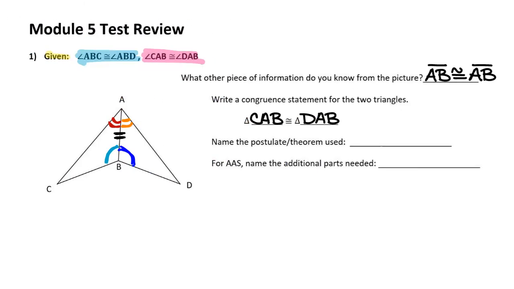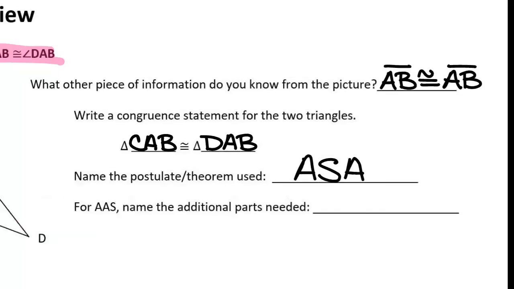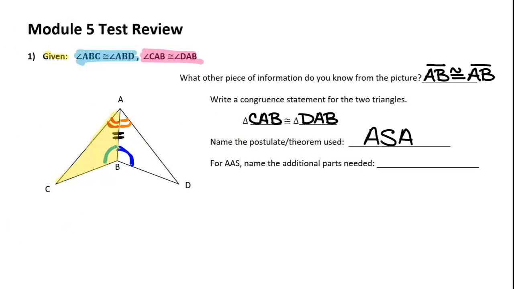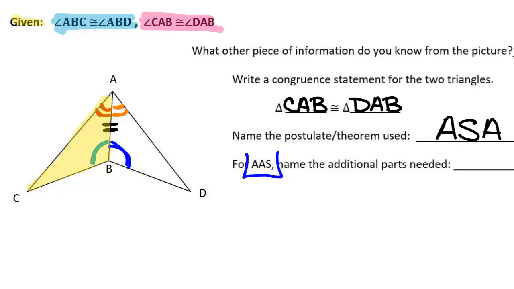Name the postulate or theorem that's being used. So look at just one of the triangles. What do we have marked up? Angle, side, angle, yes. If we wanted to use angle, angle, side, we would need an additional part marked congruent. So there's a couple different things that we could do here if I wanted to use angle, angle, side.